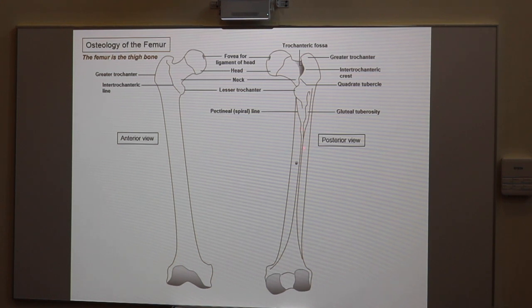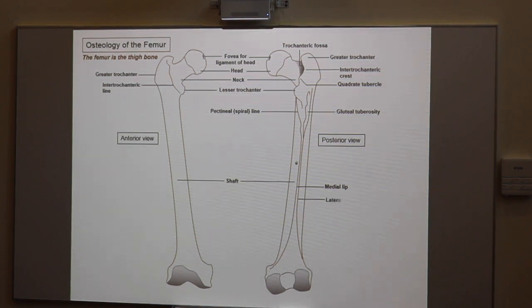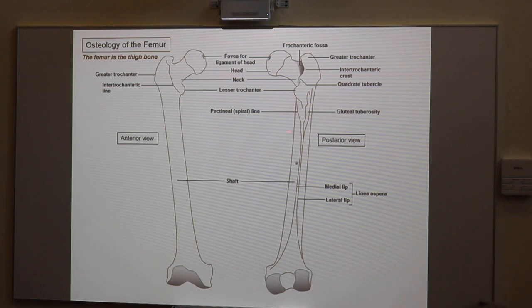Then as you go down, you see this line which is running throughout the shaft of the femur. Can you see this line? It has two lips, one on the medial side, one on the lateral side. This ridge which you are seeing on the posterior aspect of the shaft of the femur is called linea aspera, and this linea aspera has two lips: the medial lip and the lateral lip. It runs throughout the length of the posterior surface of the shaft of the femur.